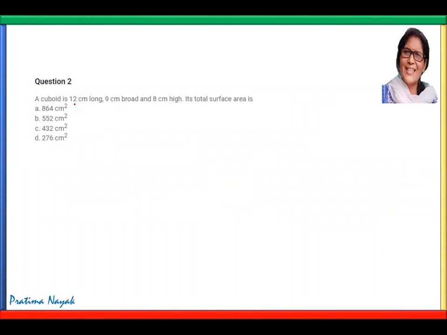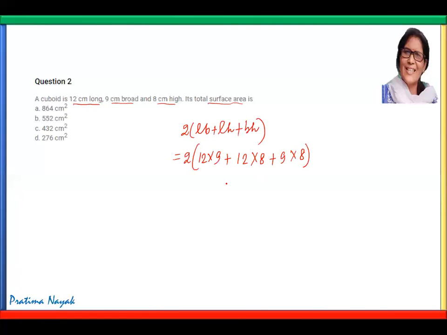Question number 2. A cuboid is 12 centimeter long, 9 centimeter broad, 8 centimeter high. What is the total surface area? You remember the formula? This is 2 into (LB plus LH plus BH). So this will be twice 12 into 9. So while writing, just go on multiplying in the mind, then you will be very quick. So it will be twice 12 9 times gives you 108, 12 8 times gives you 96, 9 8 times gives you 72.